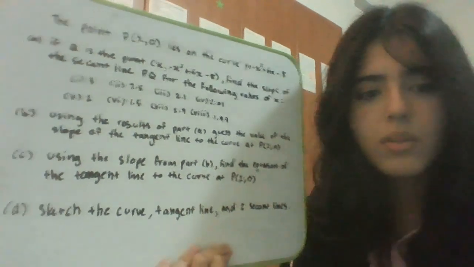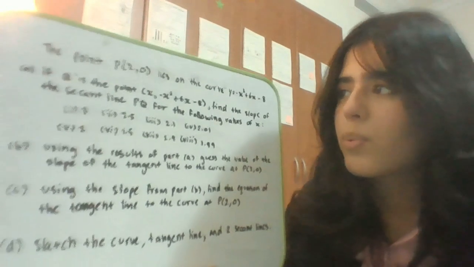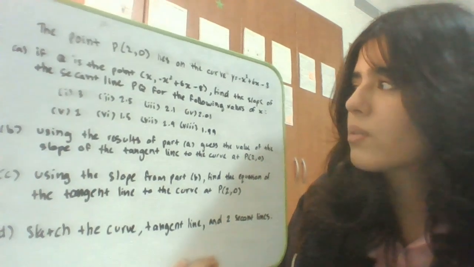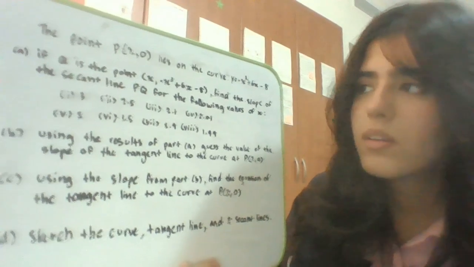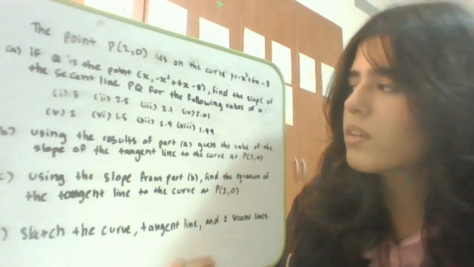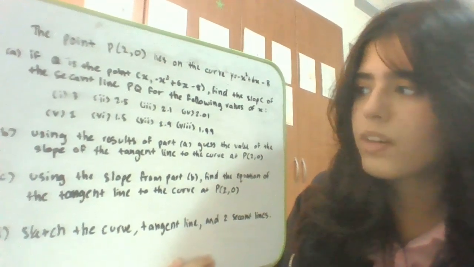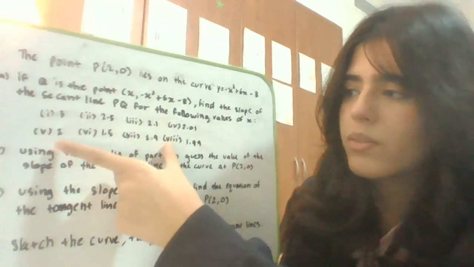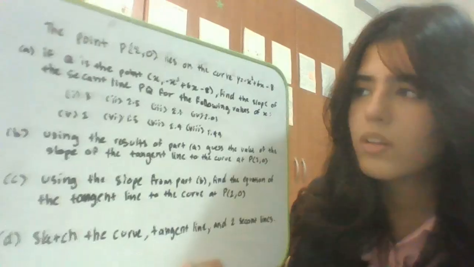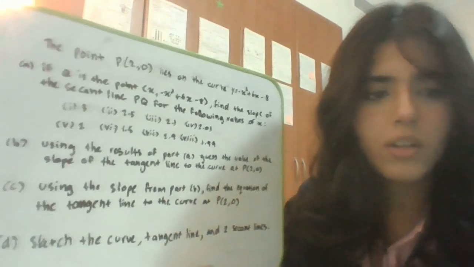Okay guys, so this is the question we're going to be doing today. Let's start by reading it. The point P lies on the curve y equals negative x squared plus 6x minus 8. Part A asks, if Q is the point, find the slope of the secant line PQ for the following values of x. They've given us an array of values for x that we can plug into the equation to find the slope. I'm going to read B, C, and D, and then we can get started on part A.